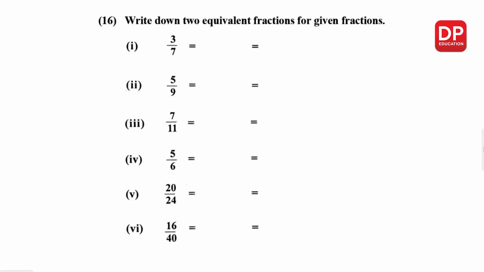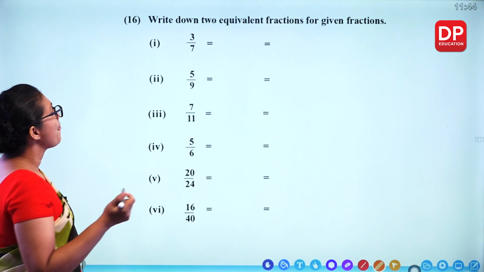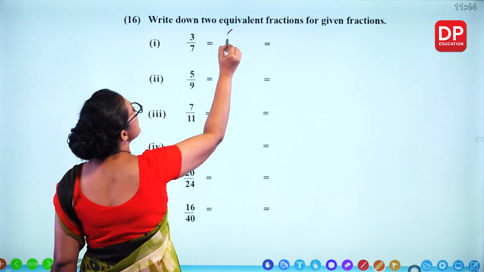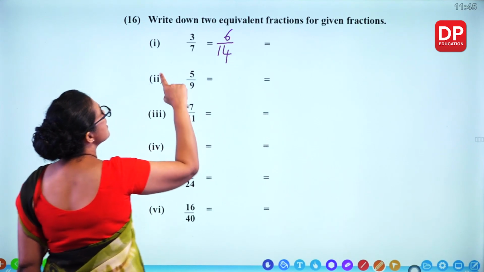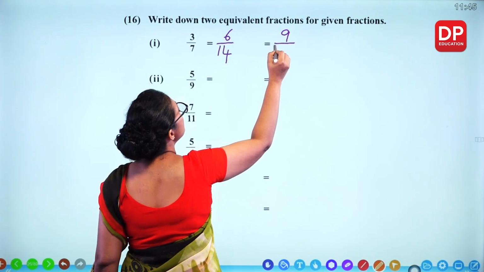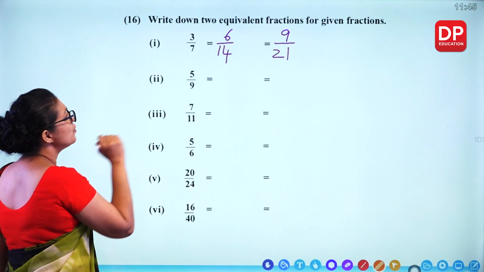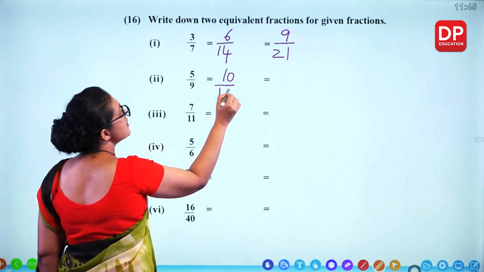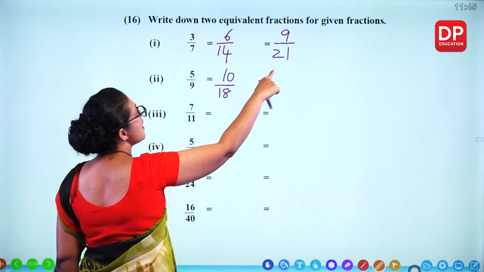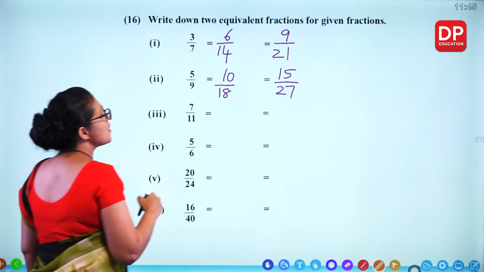Write down two equivalent fractions for given fraction. So you are asked to find 2. So we will multiply by 2 and 3. Multiply by 2, you get 6 and 14. Multiply this by 3, 9 and 21. Here we will multiply by 2, 10 and 18. Multiply this by 3, 15 and 27.